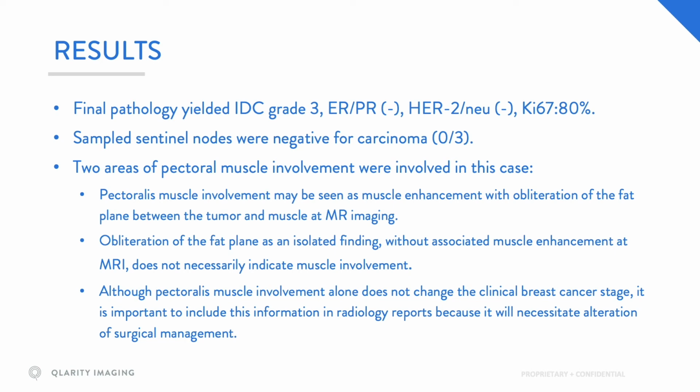Another interesting part of this case is the fact that we had pectoral muscle involvement, and it was seen in two areas on the MRI. It's important to note that pectoralis muscle involvement may be seen as muscle enhancement with obliteration of the fat plane between the tumor and the muscle at MR imaging. So we may see obliteration of the fat plane as we're looking at the pectoralis muscle, but we need to have actual enhancement of the muscle itself in order to have a diagnosis of pectoral muscle involvement. So we need enhancement within the muscle itself.